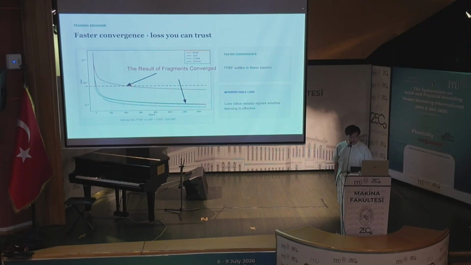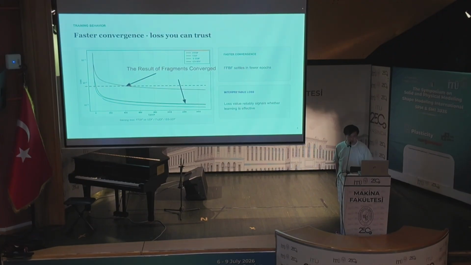-1 to 1. So the loss value becomes a reliable indicator for whether the field is actually being learned or not. With the baseline, a lower loss can hide such fragments that were never captured. The loss looks good while small pieces are silently missing. With the FFBF, if the loss is down, the fragment should be there.